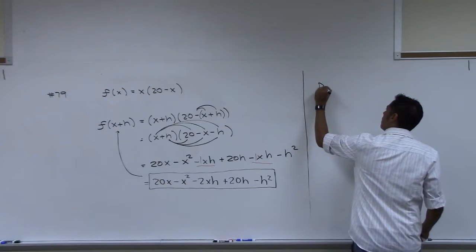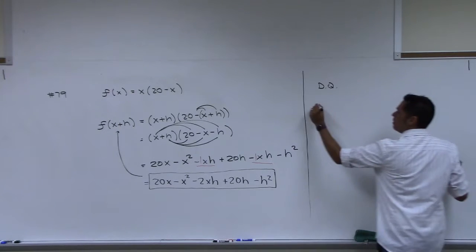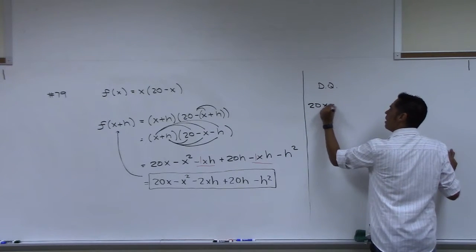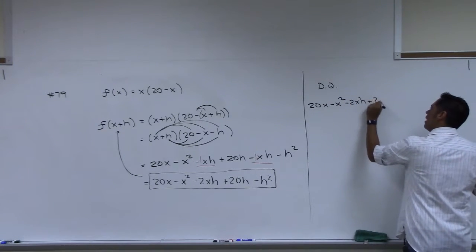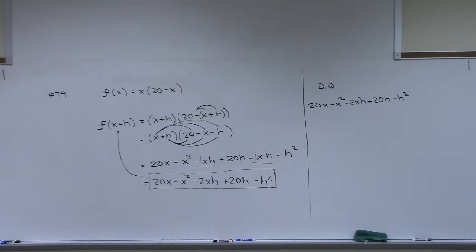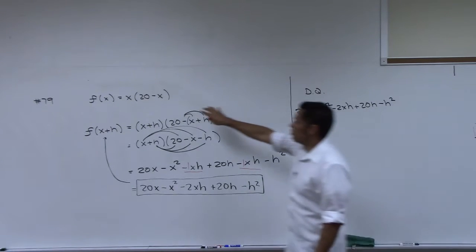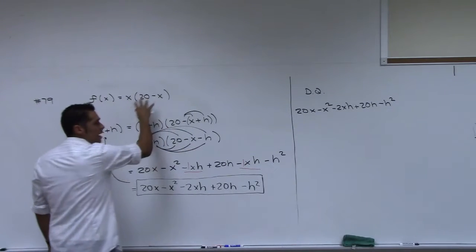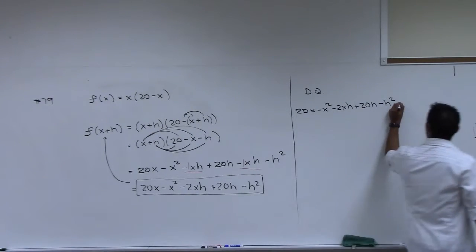The difference quotient is going to be f of x plus h, which is everything I just found. I'm going to write that down. 20x minus x squared minus 2xh plus 20h minus h squared, right? And then minus f of x. And f of x is given to us, right? It's this right here. So all I need to do is put that on the top right corner here. And let me write it down.